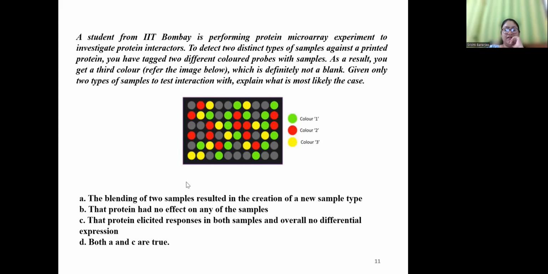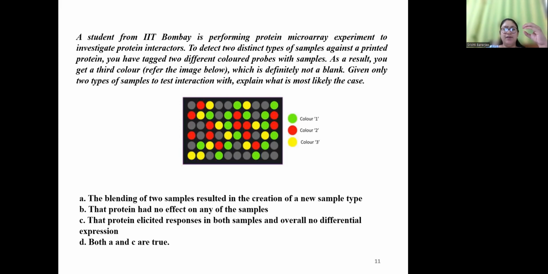Blending of two samples resulted in creation of a new sample type. No, that is not correct. Colors will not blend and give you a new sample type. A new sample type cannot be formed. It's two different samples, right? So they are not going to blend because there is no mixing happening here.